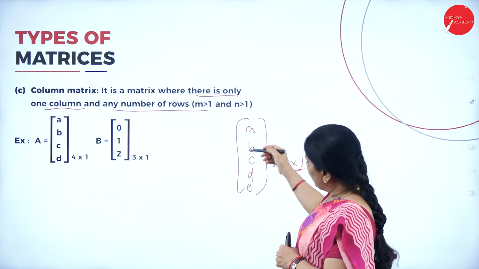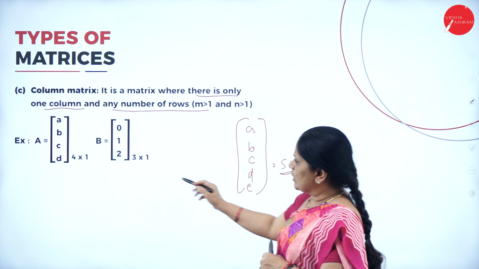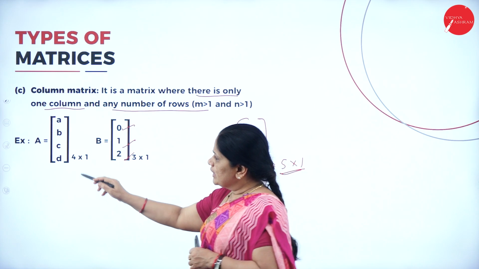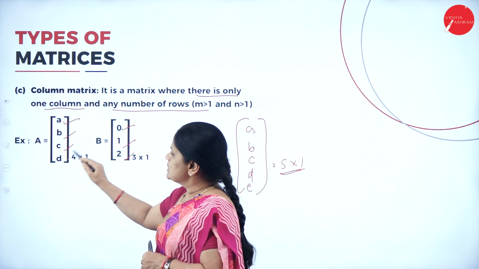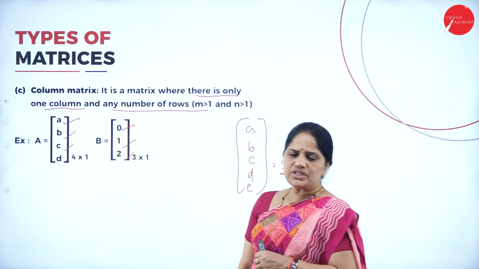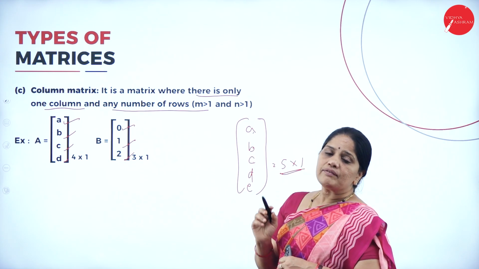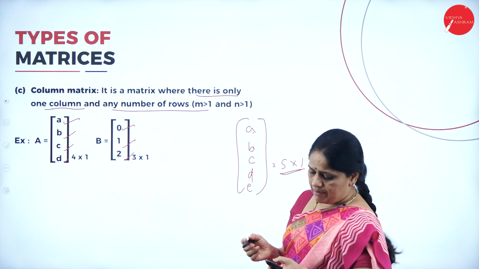Why? There are 5 rows and only 1 column. Here you can see 3 rows, 1 column. Here there are 4 rows, 1 column. So we should understand that any matrix with only 1 column, we call it a column matrix.